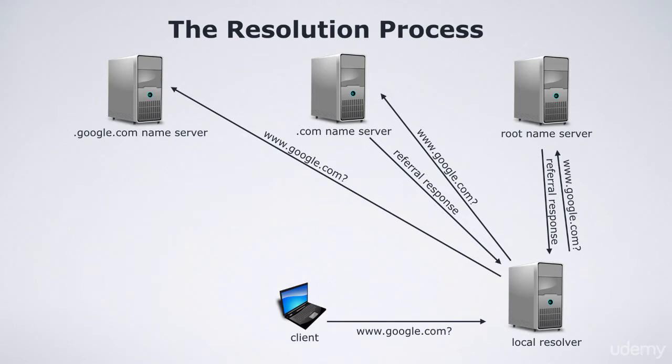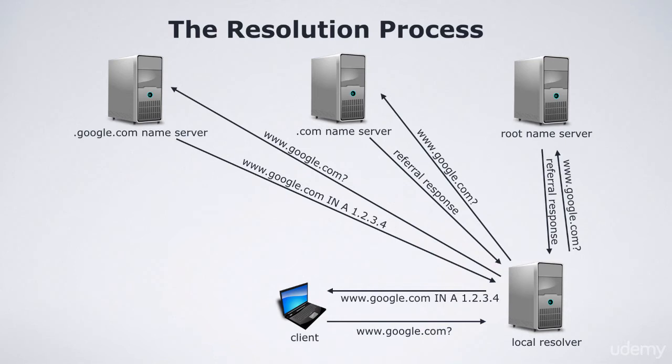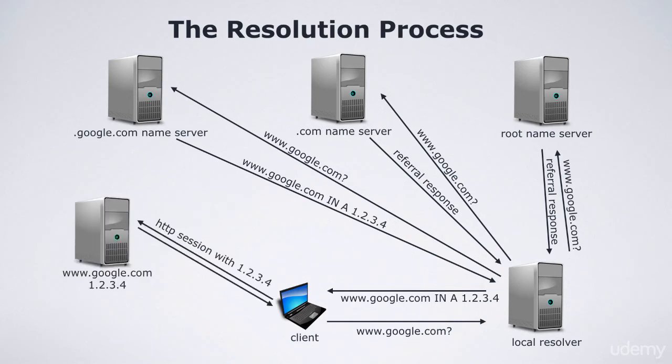Bingo! This server has the information requested. It looks into the zone file of the google.com domain and finds an A record with the name www. The IP address is 1.2.3.4, and the server sends a reply back with that information. Our local resolver receives the information and sends a response back to our client, answering the received question. Our client learns the IP address for www.google.com and can start talking HTTP with the Google web server.